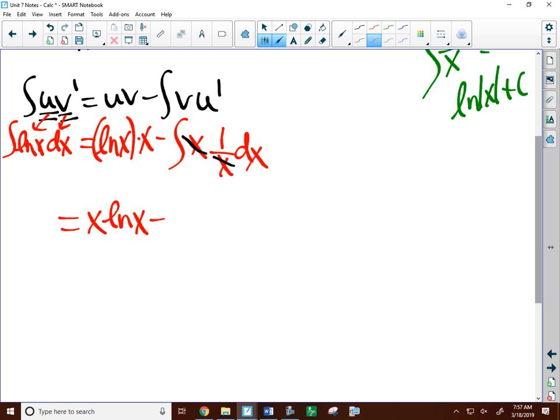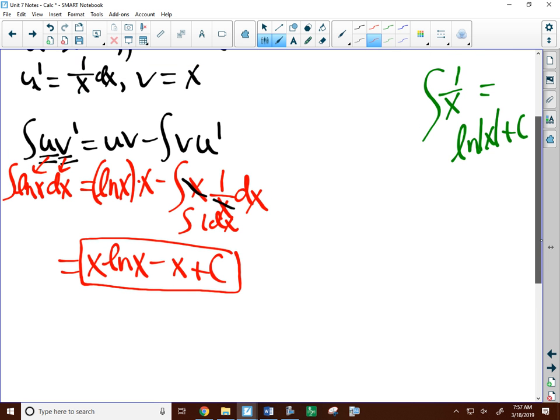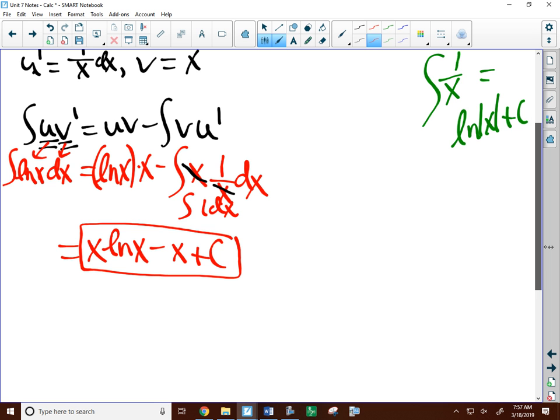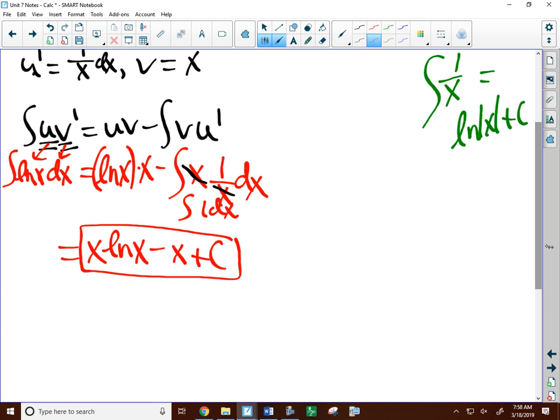Minus, and then here, it's just the integral of 1 dx, which we just did. Right, it's just x. Plus c, and there we go. So that is the antiderivative of ln x. The journey. What'd you say? The journey. Oh, the journey. Yeah, what a journey. It's nice how it worked out here.